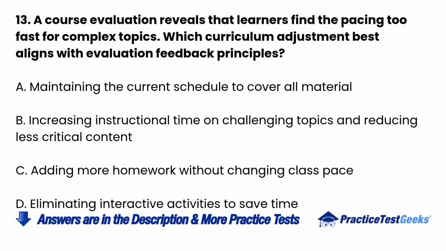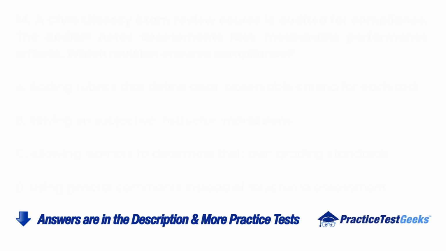13. A course evaluation reveals that learners find the pacing too fast for complex topics. Which curriculum adjustment best aligns with evaluation feedback principles? A. Maintaining the current schedule to cover all material. B. Increasing instructional time on challenging topics and reducing less critical content. C. Adding more homework without changing class pace. D. Eliminating interactive activities to save time.